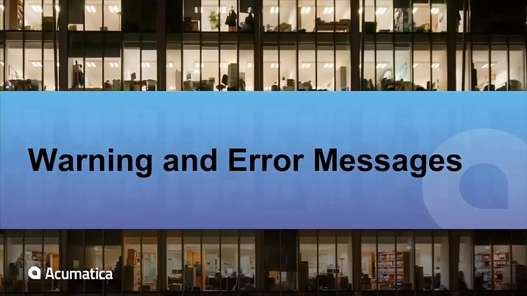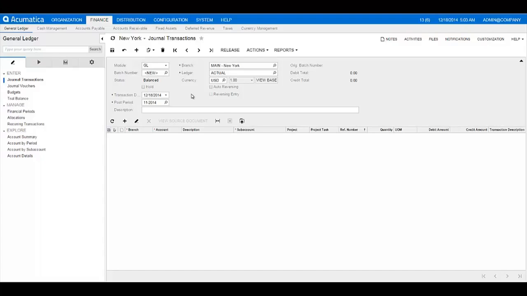Warning and error messages. While you are entering data into the form, the system will use a yellow warning symbol to inform you about any potential mismatches. For example, when the transaction date entered is outside the specified financial period, you will get a warning message. Despite the occurrence of the warning message, the system allows the data to be saved.